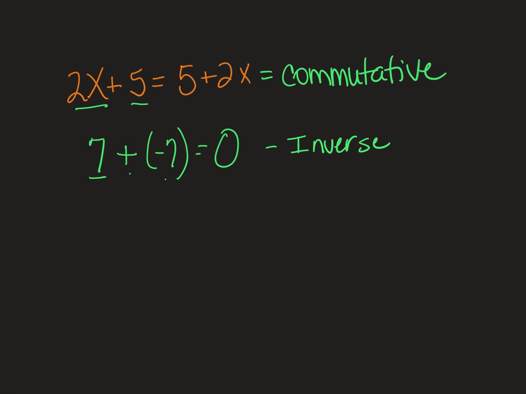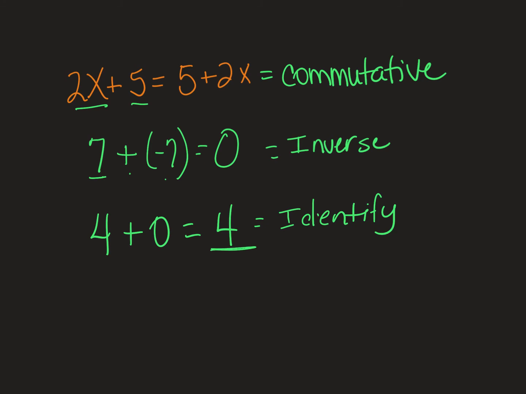All right, let's look at another one here. Let's look at 4 plus 0 equals 4. And this is the identity property. How do we know that? How do we identify? The 4 is identifying itself. And it is doing that by adding 0 to it. It wants to be by itself. So it's identifying by itself. Okay?